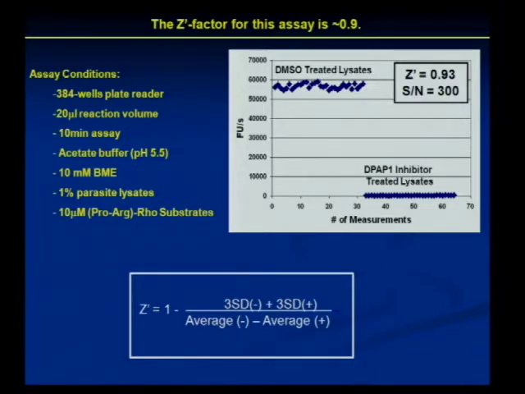So we tried that assay in a 384-well plate. We used only 20 microliters of reaction. And what you can see is we got a signal to noise between DMSO-treated lysates and DPAP1 inhibitor-treated lysate of about 300, with a Z-prime very close to 1. For high-throughput screening, I learned it's all about the Z-prime score. A Z-prime score of 1 is basically a perfect score, and anything above 0.5 is good for high-throughput screening.